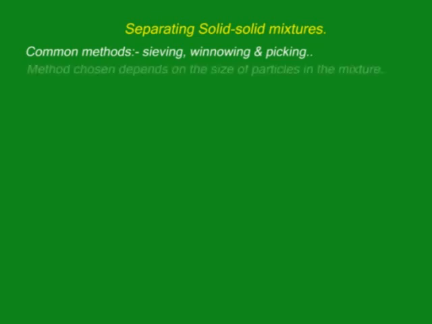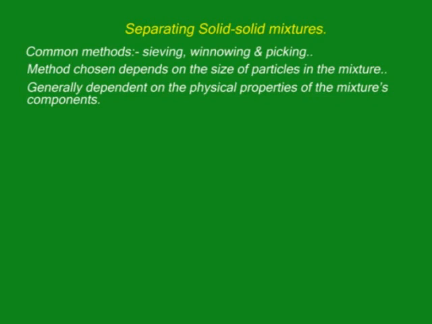Separation of solid-solid mixtures. Common methods for separation of solid-solid mixtures include sieving, winnowing, and picking. The method adopted depends on the size of the particles in the mixture. Generally, the physical properties of the components of a mixture determine the method to be used in separating them.